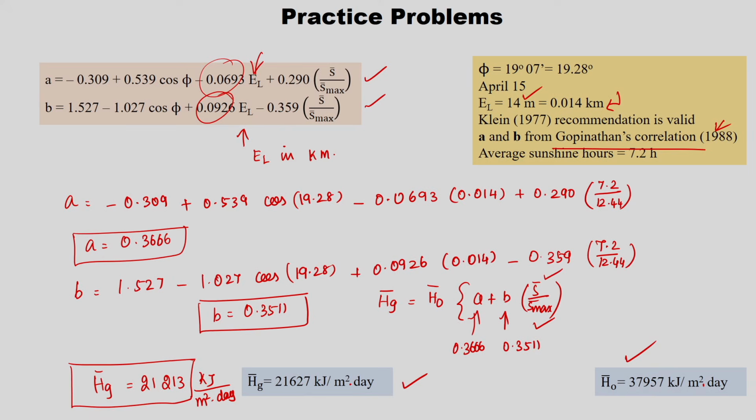So, if you know these two extra parameters we required, latitude of the location, as well as the elevation of that location above the sea level, then you can find out AB, and then from S bar and S max bar you can directly find out Hg, right. So, among these two values we are going to choose this particular value for our further calculation, because H naught is only one, that is 37957.